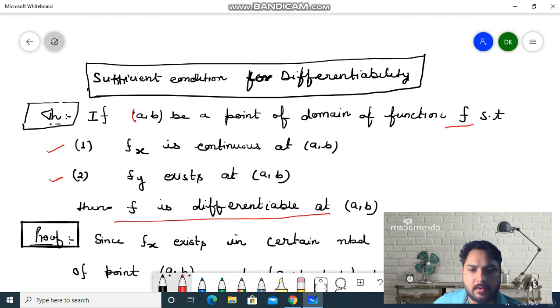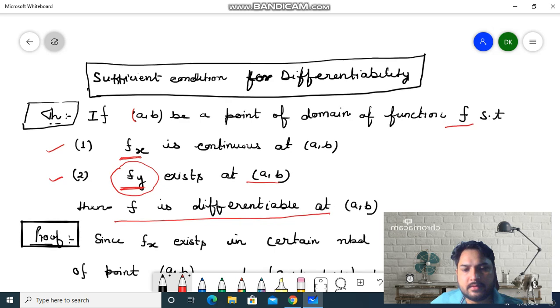So we have two conditions. In the first condition we need to show that fx is continuous. In the other condition we will show that the first order partial derivative with respect to y exists at point (a, b). So let's start its proof.